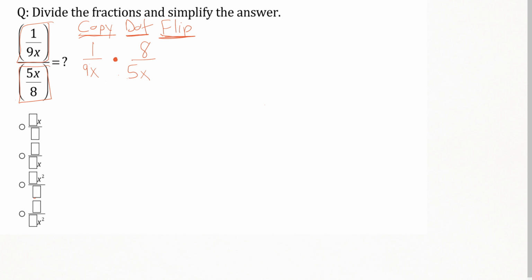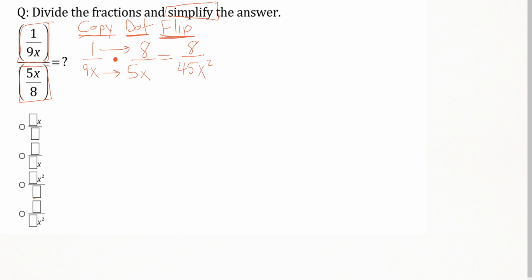At this point, what we have now is a multiplication of fractions problem. And so multiplication of fractions works by just taking the top and multiplying it with the top. So we end up with 1 times 8 is going to give us 8 over, and then we multiply the bottom with the bottom. So 9 times 5 gives us 45, and then x times x is going to give us x squared. This problem says it also wants us to simplify the answer.